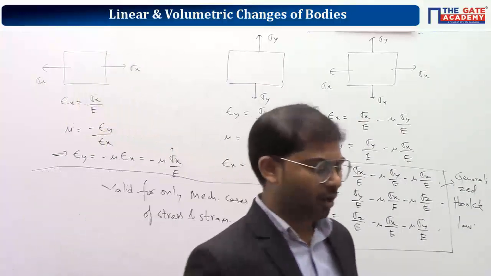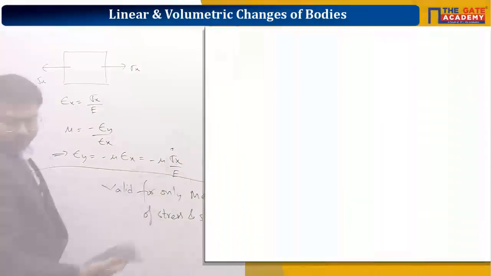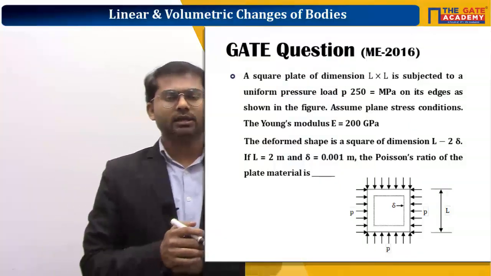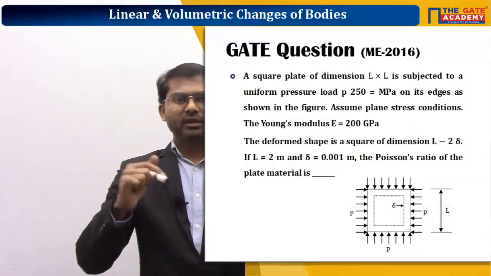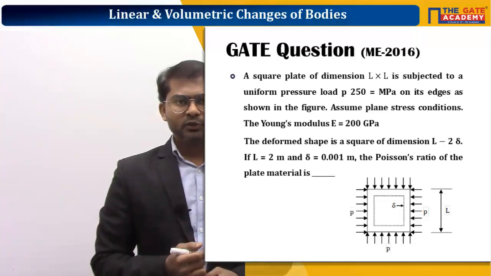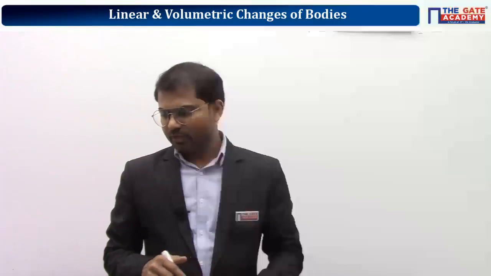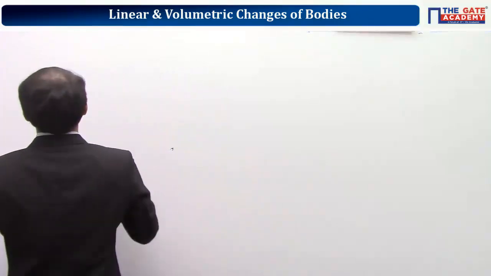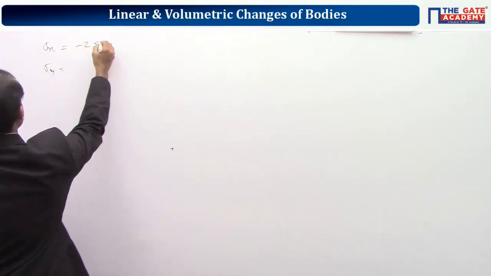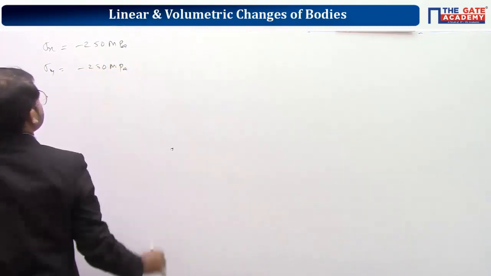After this, we'll go with the first part of this section, that is volumetric changes due to loads. If you see the question, there is pressure acting in x direction in a compressive way and in y direction also in a compressive way. Whenever pressure causes a stress, it gives rise to compressive stress. So sigma x is equal to minus 250 megapascal, sigma y is also minus 250 megapascal.